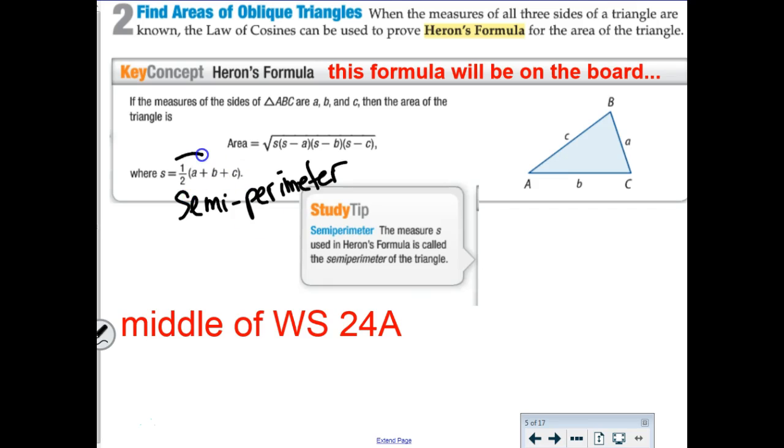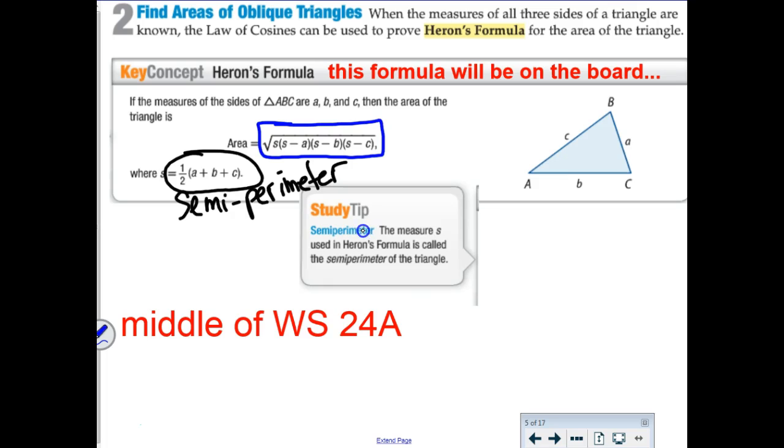So the semi-perimeter is half of the perimeter. So you find the perimeter and then you cut it in half. And then what you have to do, and this is kind of weird and you don't have to understand why it works, good old Heron did that for you. It's the square root of the semi-perimeter times all of the legs taken away from the semi-perimeter. Again, just live in the mystery that Heron was a really cool dude who figured this out.